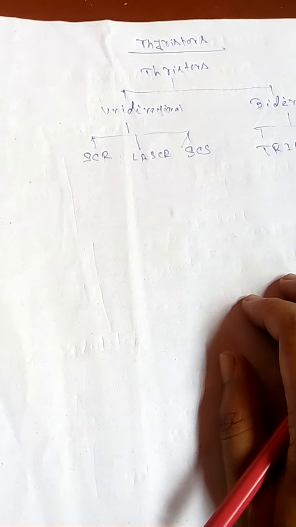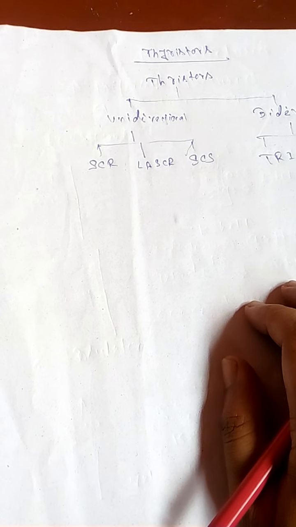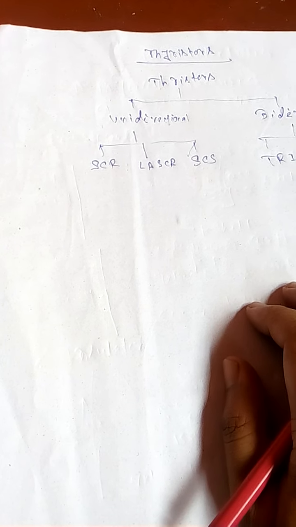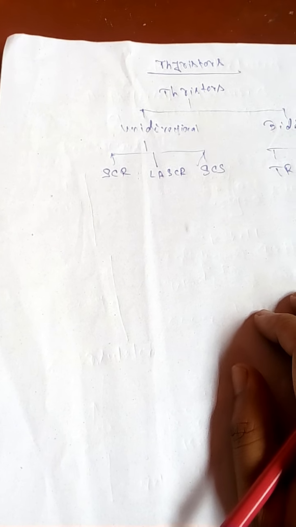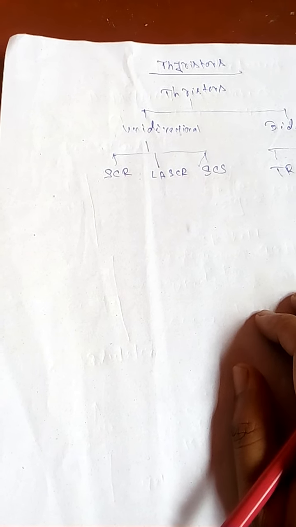And for bidirectional, there are two types of thyristor. One type is the TRIAC. The full form is triode AC switch. Bidirectional means it can conduct in the forward as well as the reverse direction. The thyristor requires a control signal to switch from the non-conductive state to the conductive state. The device which generates such a signal is called a triggering device.